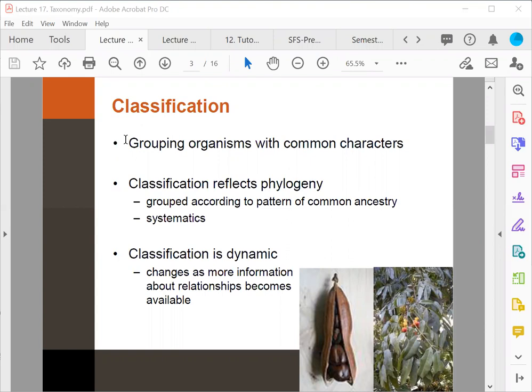It actually serves to predict new information. So imagine there's a group of organisms that share, say, 5 different characters, and you find another organism that has a couple of those characters, then you can predict that they might also have, for example, character number 3, 4 or 5. And here's an example shown in these photos.